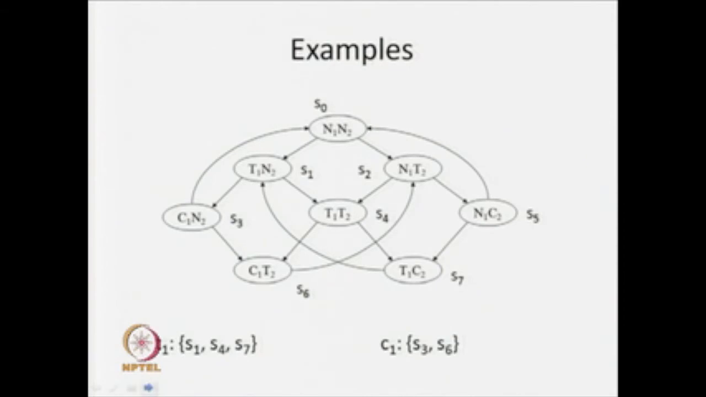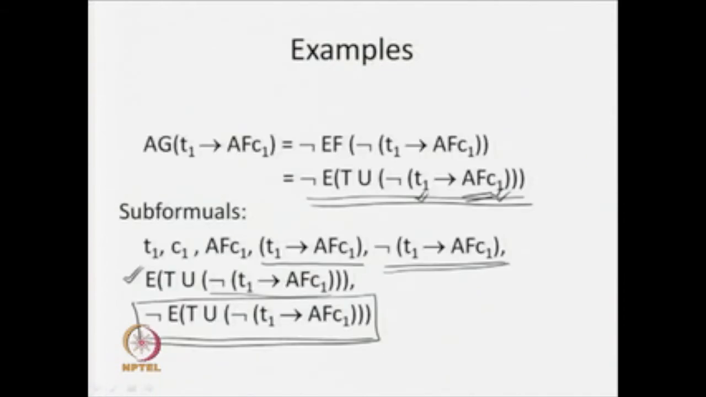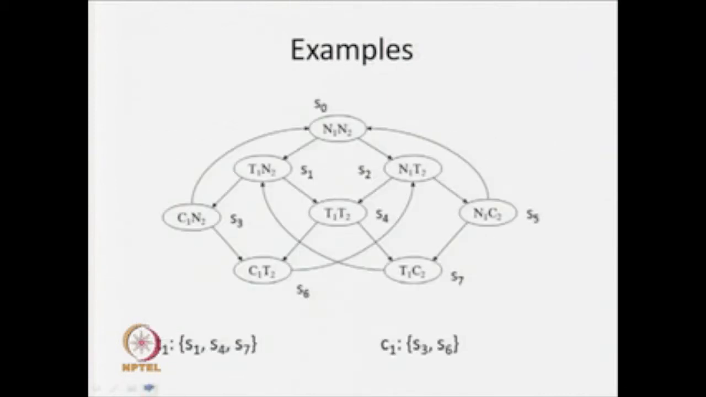Now, the sub formulas we have, T1 and C1, are basically atomic propositions. So, by looking into this particular state space, we will say that T1 is true in the set S1, S4 and S7. So, this is the states S1, S4 and S7. In these three particular states, the atomic proposition T1 is true.